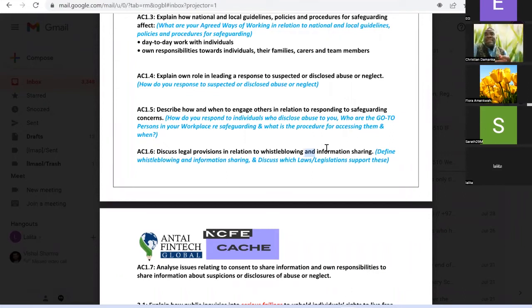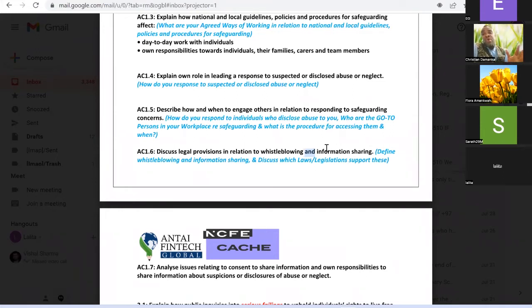1.6, discuss legal provisions in relation to whistleblowing and information sharing. Whistleblowing is when you are working in a workplace, something is going wrong, something is not being done right, and you give information to relevant authorities about what is going on. There is a law that safeguards your interests, whereby you cannot be victimized or discriminated against for letting information out. So the question is this: discuss the legal provision.